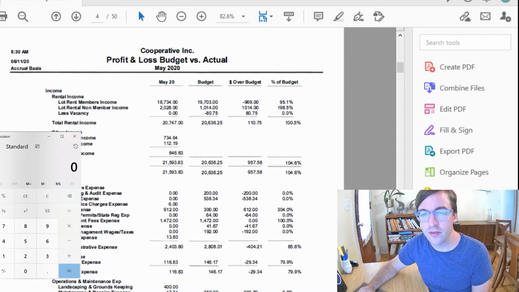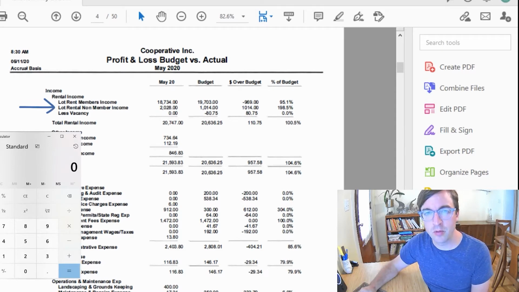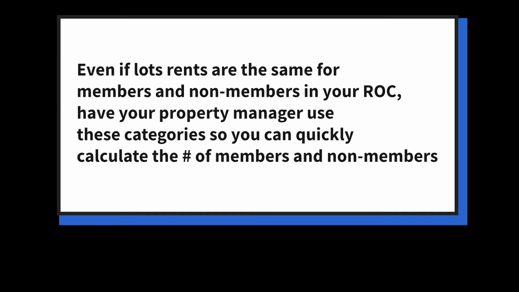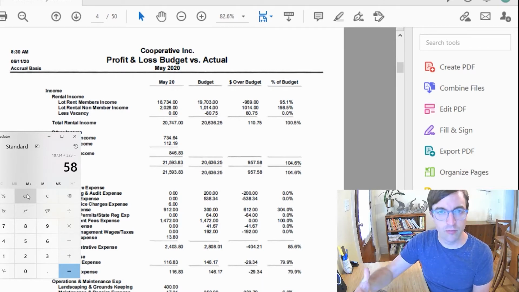Secondly, you can see here that the lot rent's broken down into a member amount and a non-member amount. That's because this co-op charges two different rates for their members and their non-members. I know that the member rent per month is $323, and I know that the non-member rent per month is $338. So then it's just a matter of whipping out a calculator here, and you can see for the members, there's 58 occupied member sites for the month of May.